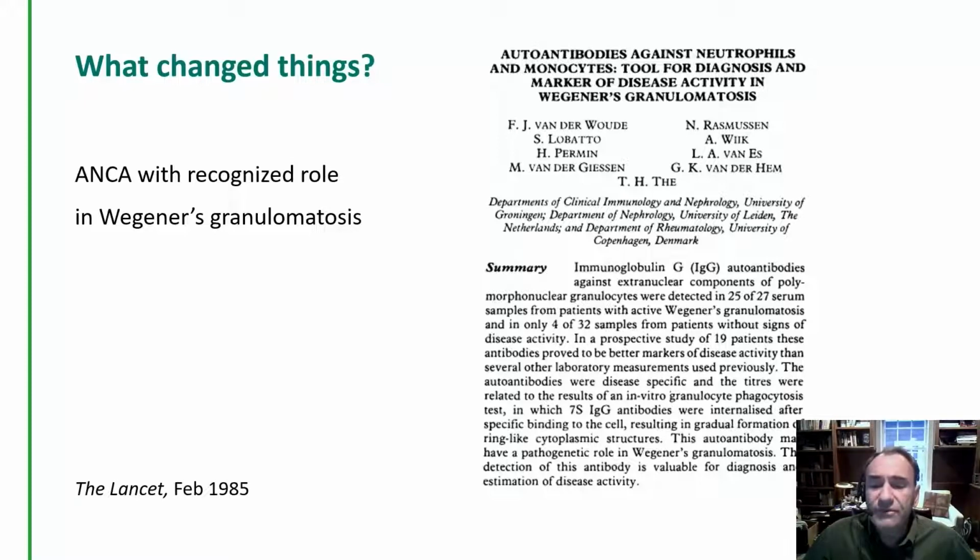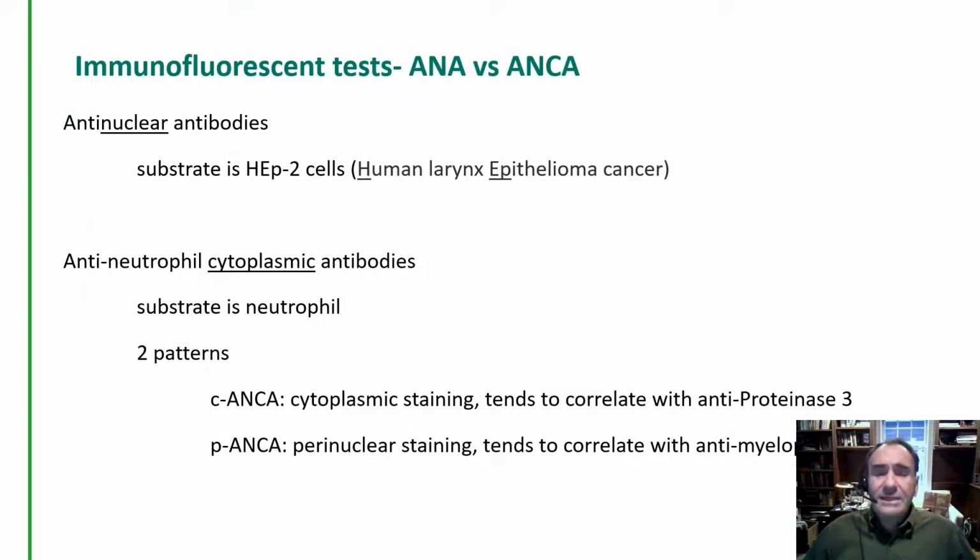It was only seen in 4 of 32 samples in Wegener's patients who did not have active disease activity. So the ANCA was really a hot item to be studied in the late 1980s. So let's make a quick distinction. Immunofluorescent tests get kind of confusing for people who don't live in this space all the time.